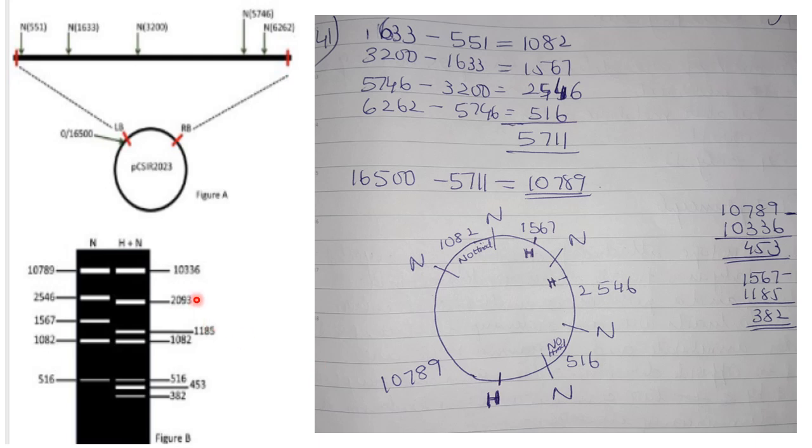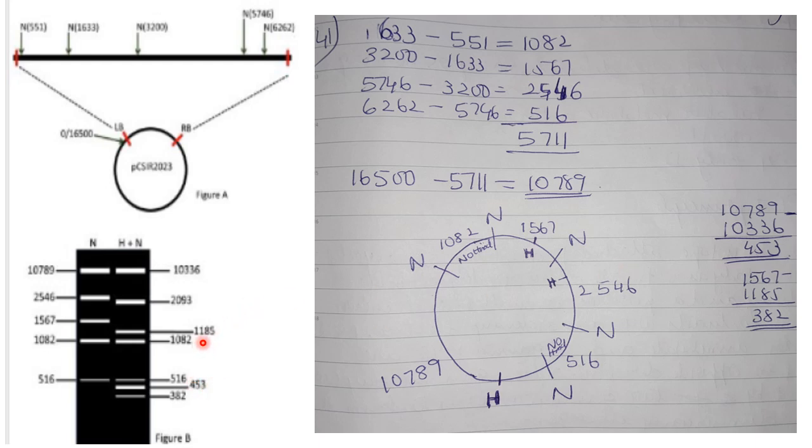Next, if you see for 2093, it will come over somewhere here. So 2546 minus 2093, you will get another 453 band. That is why the 453 band is more intense in NCO1 HIN3 digestion. Two bands of 453 are obtained. So that is also solved.